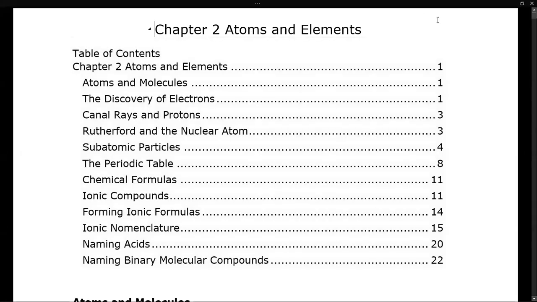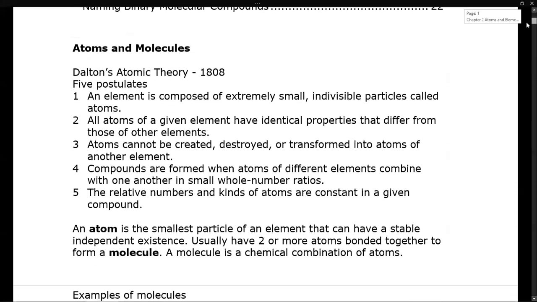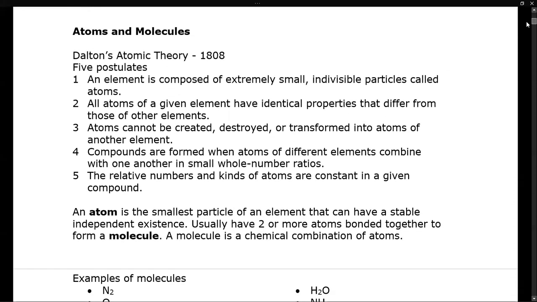All right, this is chapter 2, atoms and elements, and you can see the table of contents there for your lecture guide. So let's start with atoms and molecules. In Dalton's atomic theory, 1808, it had 5 basic postulates.